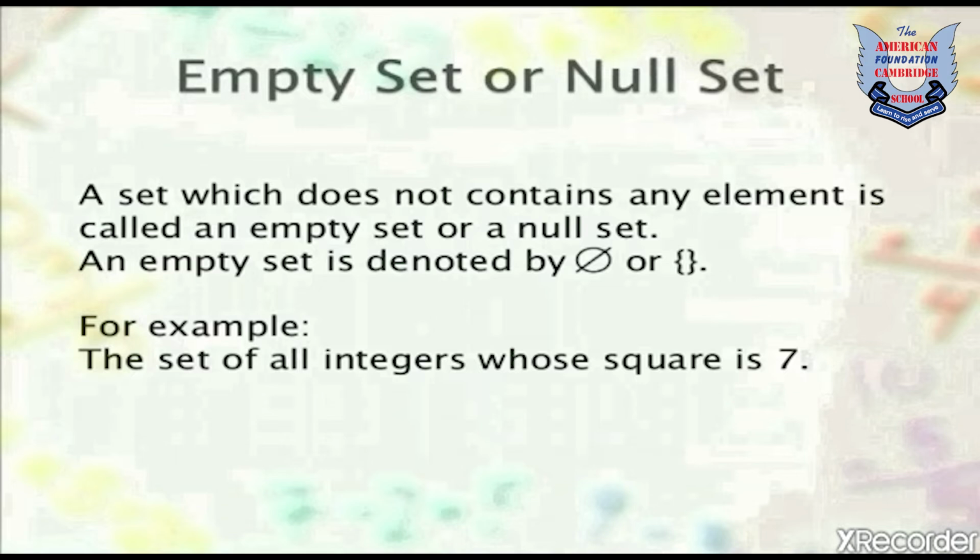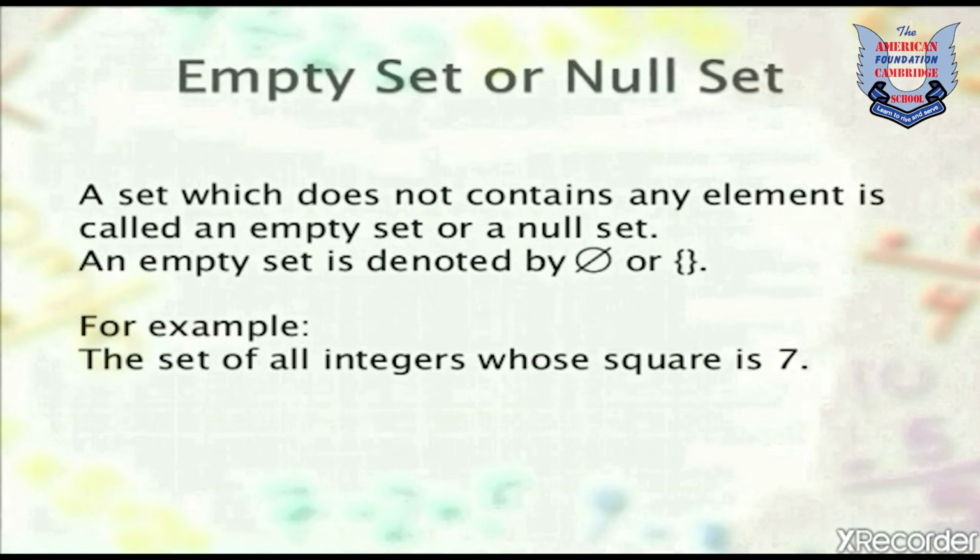Now I will try to explain different types of sets. First one, empty set or null set. A set which does not contain any member is known as an empty set or a null set. An empty set is denoted by these two symbols.